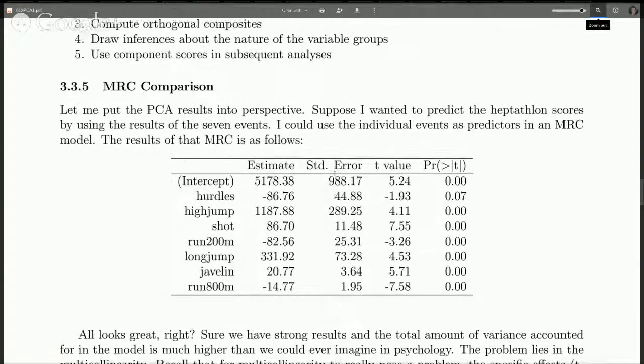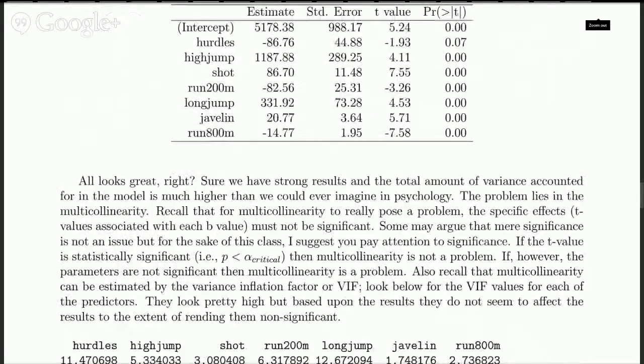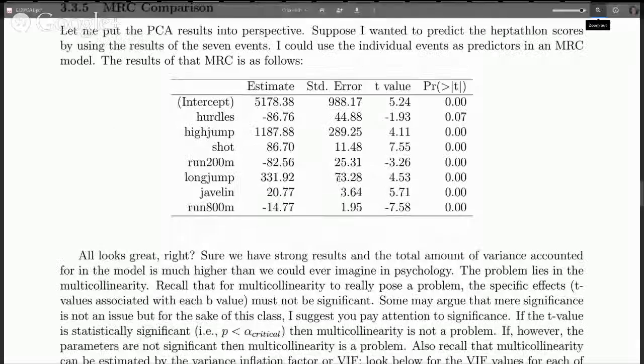So I'm going to begin by going through an example where, suppose what I wanted to do is predict the total scores that were generated by the International Olympic Committee, these scores for the heptathlon. I'm going to use the scores computed by that formula as my dependent variable, and then use the individual events as my predictors. As you'll see here, all of the events are significant predictors of the total score, except for hurdles. Hurdles fails to meet the 0.05 level.